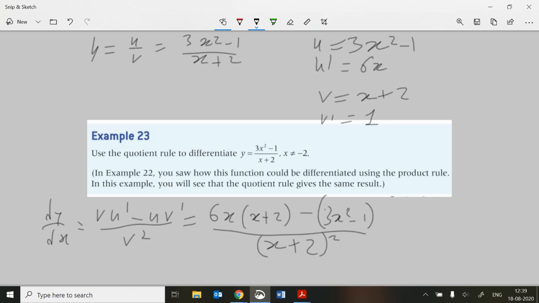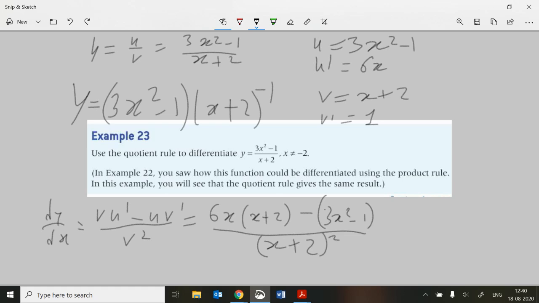Now, you notice that this way round gives you just a much nicer format than using the product rule, because you can use the product rule here. Again, remember, this is the same as doing 3x squared minus 1, x plus 2 to the minus 1. And you can use the product rule with this as a uv instead, but you just end up getting the chain rule turning up there as well. And you'll see that you get exactly the same thing.